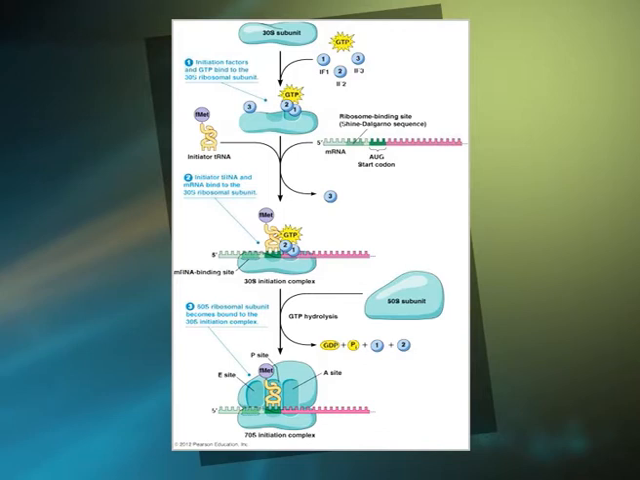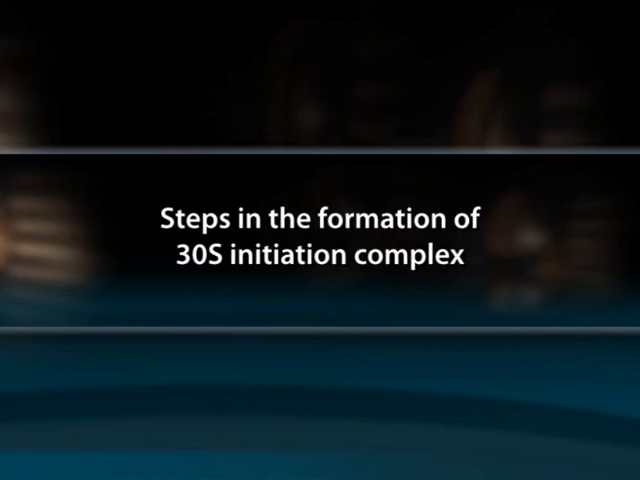Now, formyl methionine tRNA or fMet tRNA. A specific tRNA called fMet tRNA brings a modified methionine to the 30S initiation complex. tRNA fMet has a different sequence than the tRNA that inserts methionine in internal positions of the peptide chain. Both methionine and N-formyl methionine are linked to tRNA by the same amino acyl tRNA synthetase. Please see the picture. Steps in the formation of 30S initiation complex.